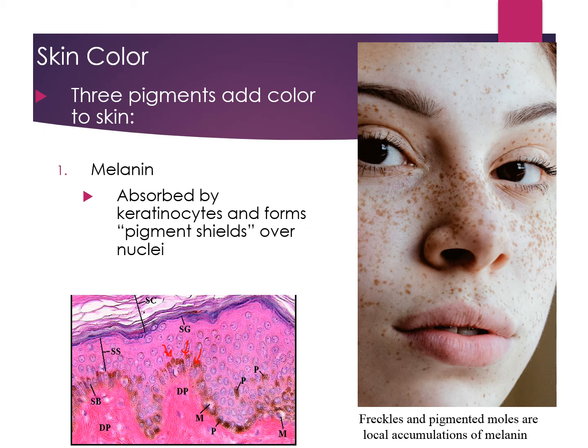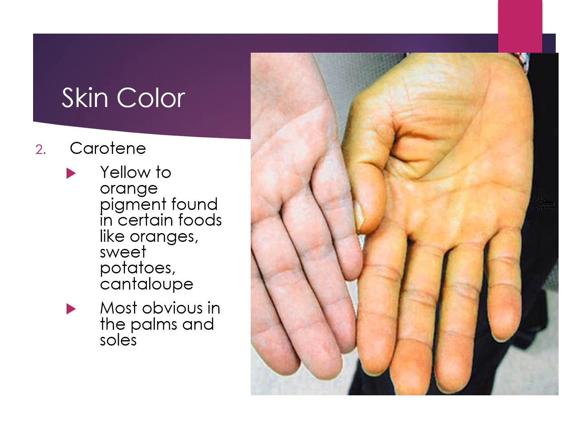Freckles, brown birthmarks, and pigmented moles are all examples of local accumulations of melanin. Carotene is a yellowish-orange pigment found in certain foods like oranges, sweet potatoes, carrots, and cantaloupes. When people eat large amounts of these foods, carotene can accumulate in the skin. This is most noticeable in the palms of the hands and the soles of the feet. So if you compare this hand to this one over here, you can see that there's definitely a yellowish tinge to the skin.